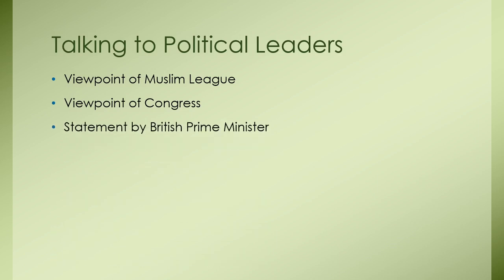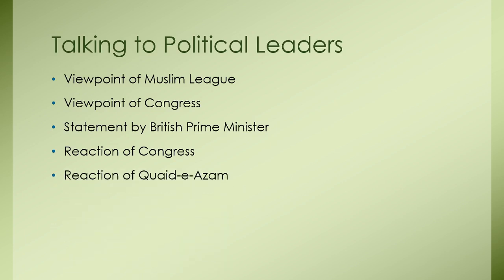Now, what happened? There was a deadlock, as no one was ready to accept the proposal of the other. The fundamental issue was whether there should be one single sovereign state or two independent states. Here we see that the Viceroy gave a statement, and according to that statement, no minority would be allowed to exercise the veto power. After this statement, Congress was very happy because Sir Stafford Cripps openly sympathized with them. Opposite to that, Quaid-e-Azam was very unhappy.